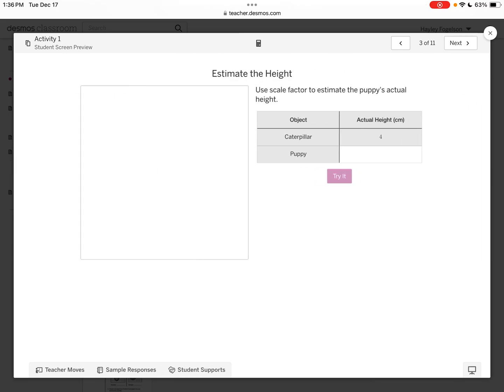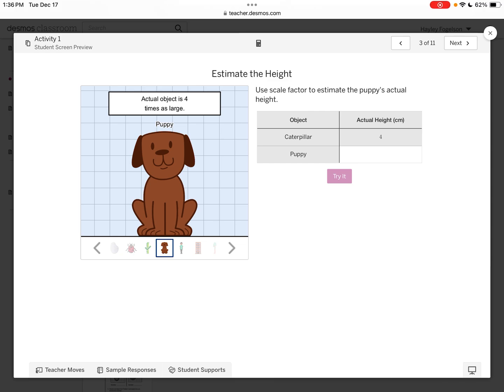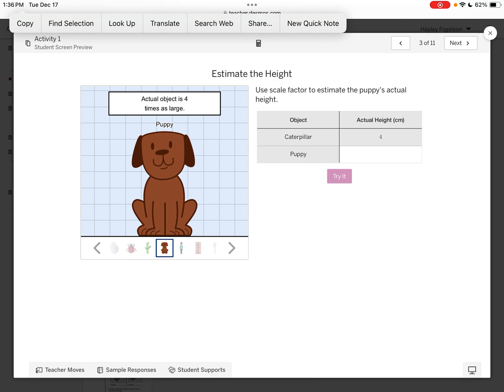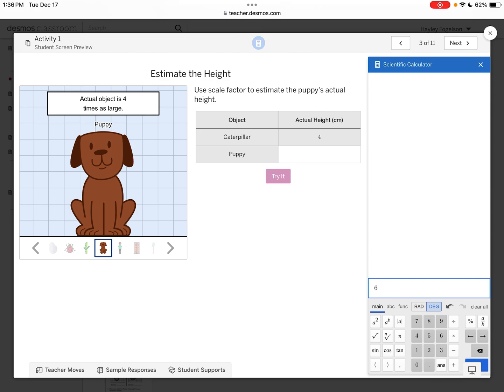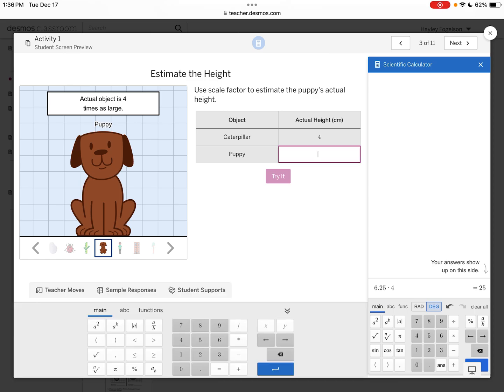Alrighty, moving on. Slide 3 says, use scale factor to estimate the puppy's actual height. So it says that our actual object is 4 times as large. To figure that out, we need to first count how many boxes we have. If we start at the bottom, we have 1, 2, 3, 4, 5, 6 full boxes. And then if you notice, that top one's not quite full. So let's estimate that that's like 0.25. So we have 6.25 boxes tall, and then we have to multiply that by 4, which gives us 25.